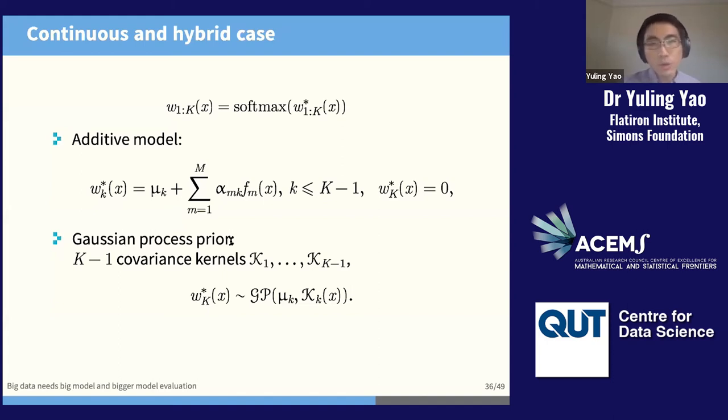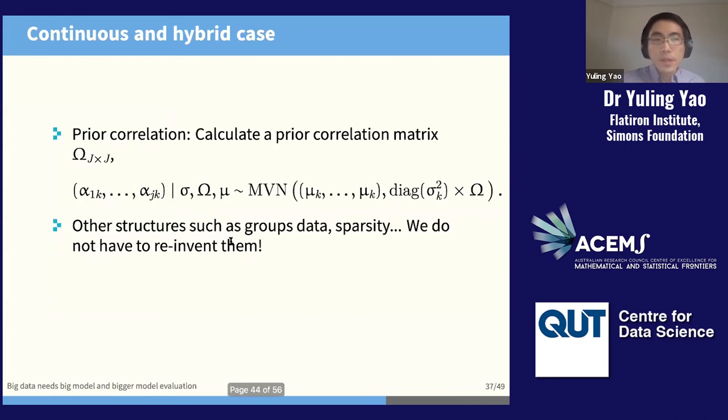I can also put a Gaussian process prior on the weights, such that you just put a Gaussian process prior on the unconstrained model weights. And the previous specification only takes into account an independent normal prior. We can also have a correlated prior.